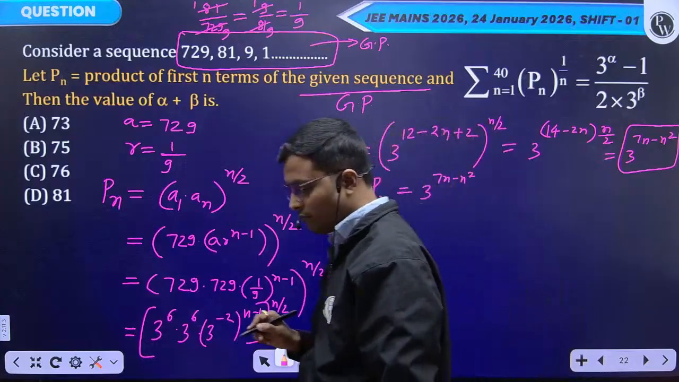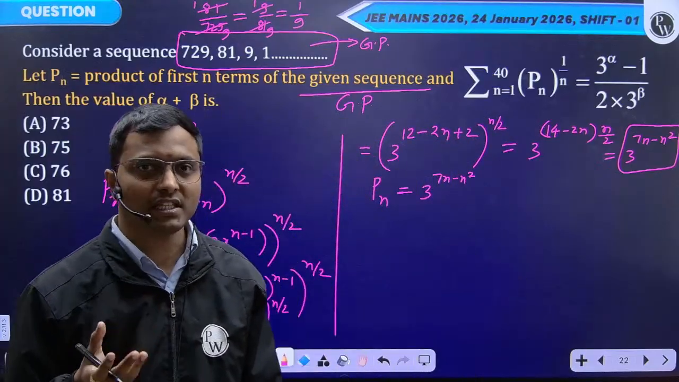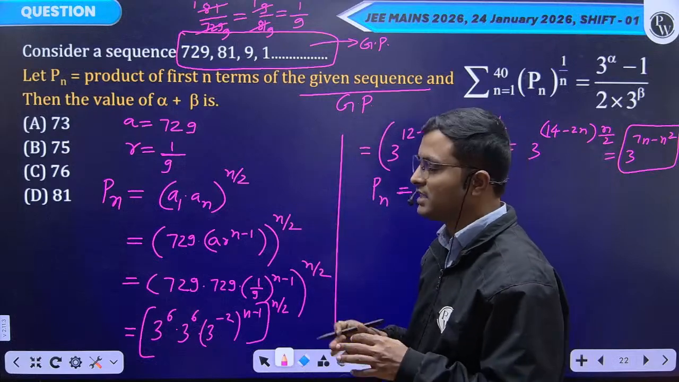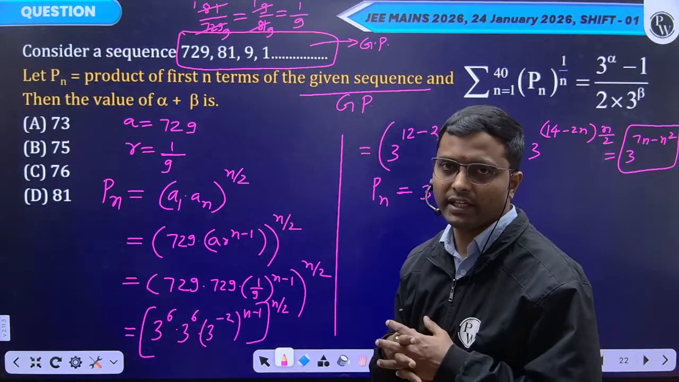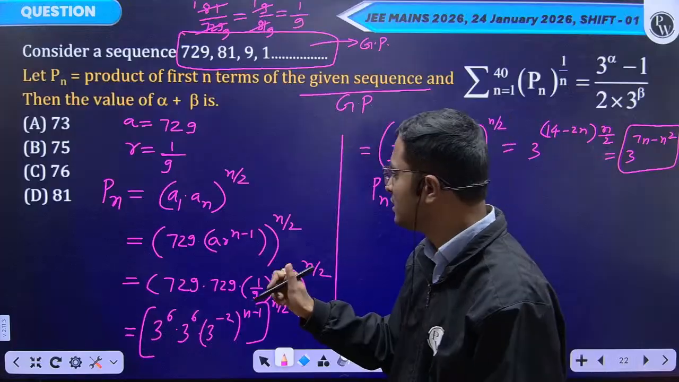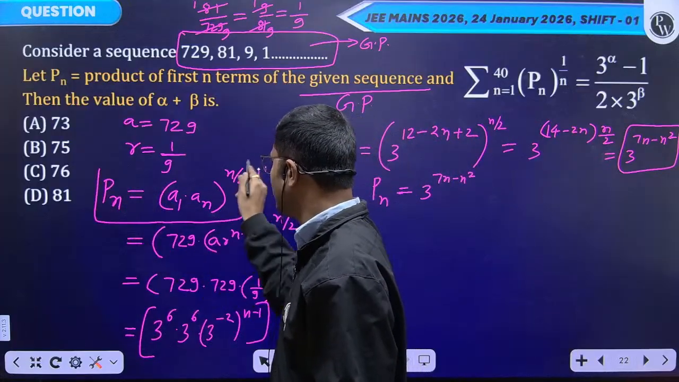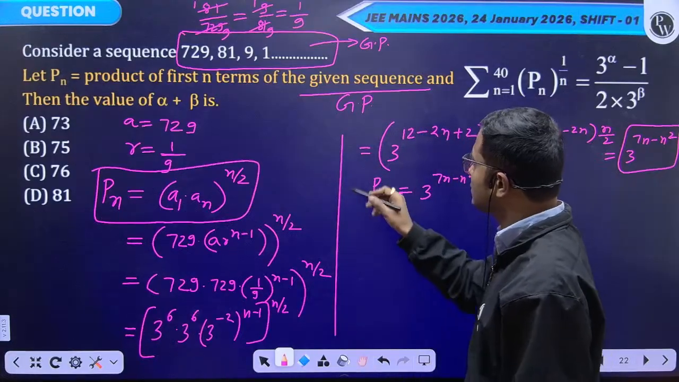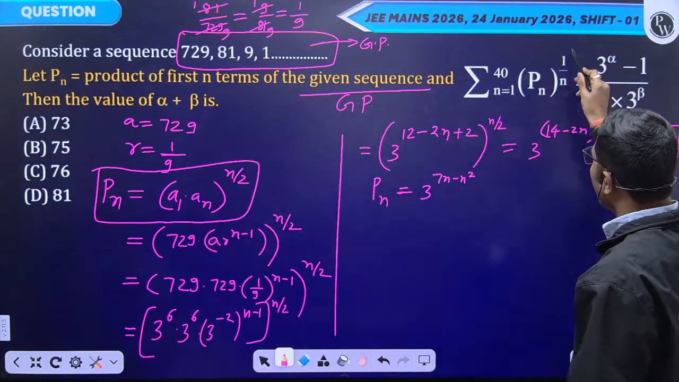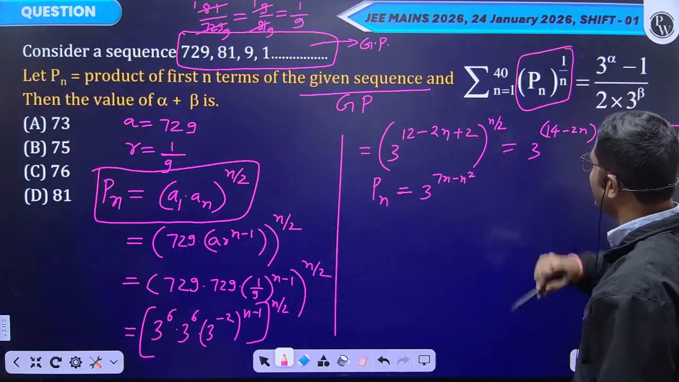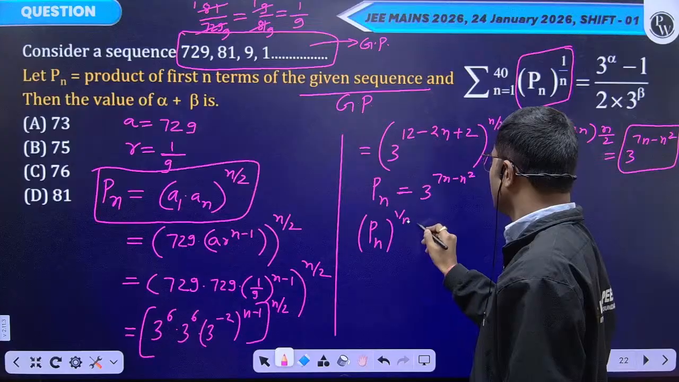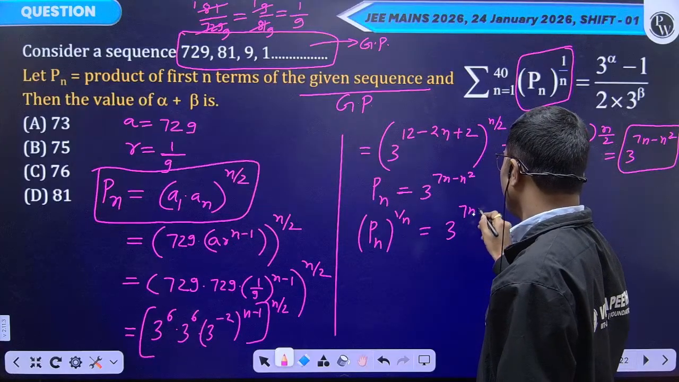Generally in GP we see the sum of the n terms of a GP, but here he is asking slightly a different one, that is the product of the n terms of a GP. Fine. Anyway, this is a standard formula, we will remember it. Now coming to the question, we want this Pn power 1 by n. So Pn we already have, and we raise both sides to power 1 by n.